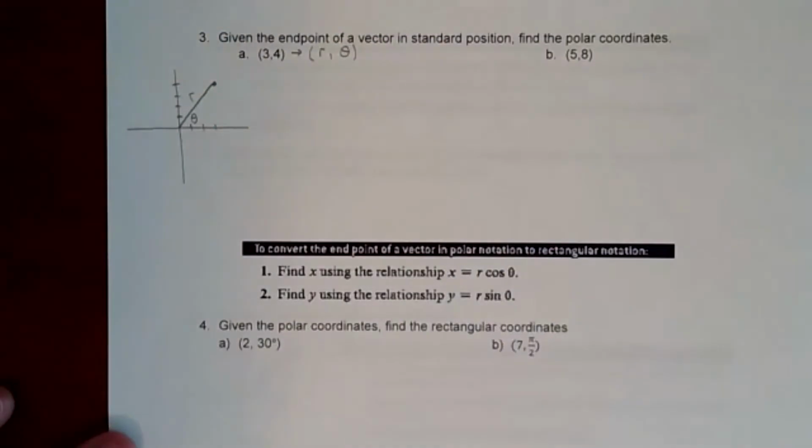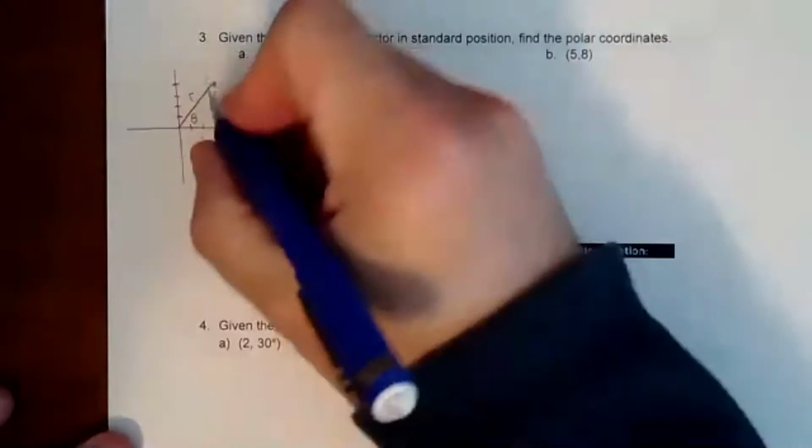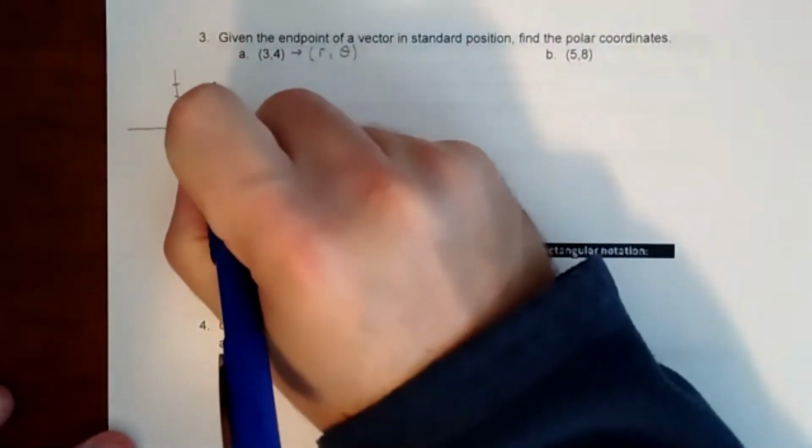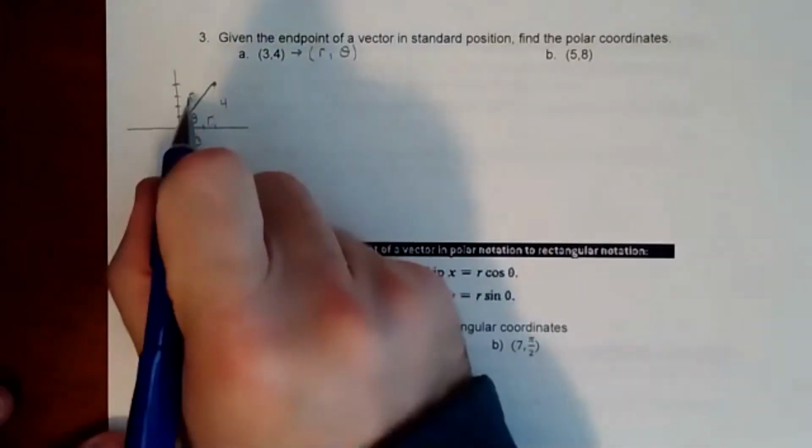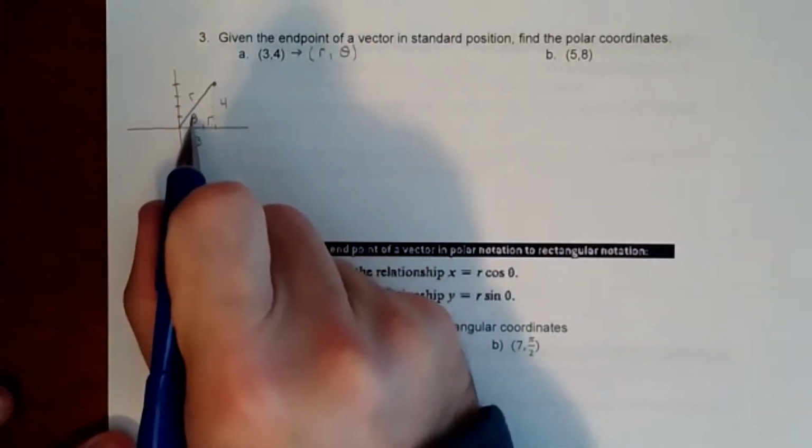Those are the 2 pieces that we need to find. So like I said, we are not doing anything different. We are going to drop this down to make a triangle. We know that that distance out is 3. This distance up is 4, according to the coordinate. And we need to know the hypotenuse, and we need to know this angle.